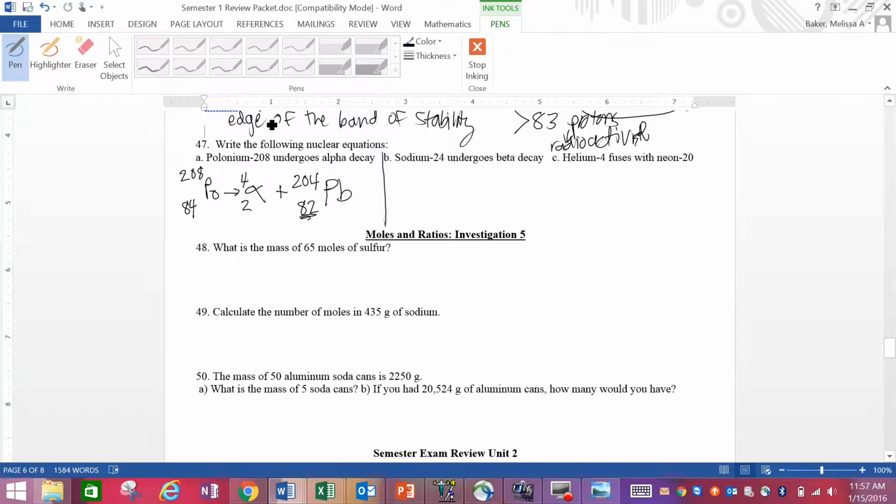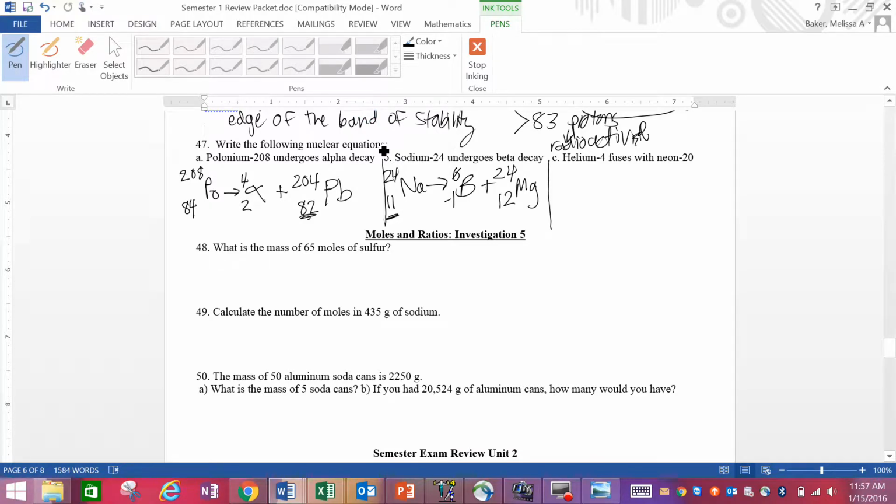All right, how about a beta decay? We've got sodium-24, sodium's number 11, and it's losing a beta particle. And these are kind of freaky because the mass doesn't change, but the protons go up by 1 because a neutron changes into a proton. So now we've just made a magnesium.